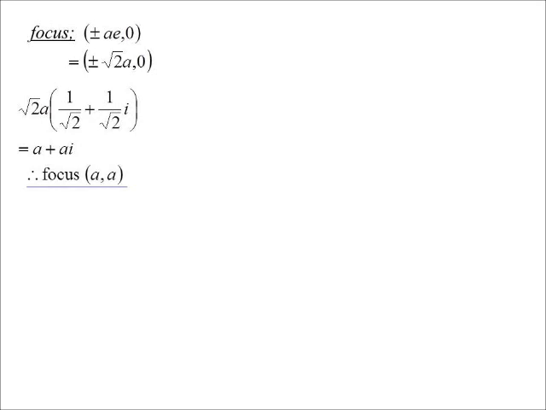So that's going to be our focus. Well, it'll be one of them. The other one, symmetrically, would be negative a, negative a. Okay, what about the directrix? The original directrix we know is plus or minus a on e, but again, eccentricity is the square root of 2, so we've got a on the square root of 2.